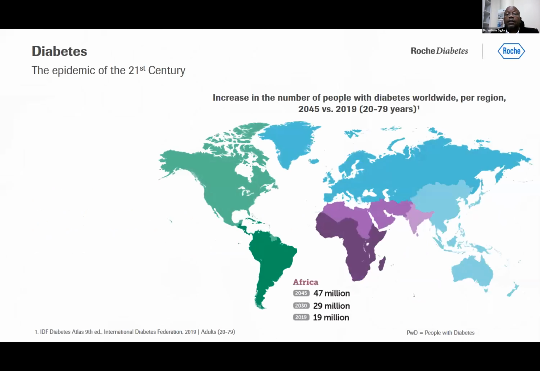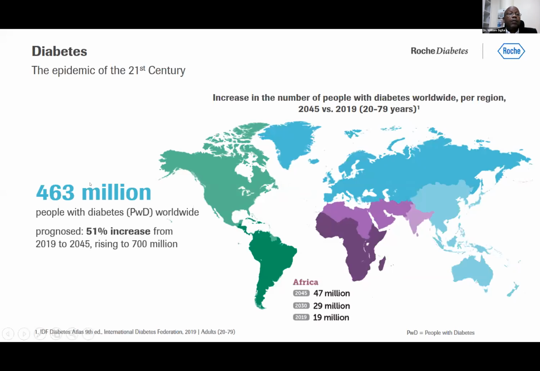This slide is a global atlas that shows the distribution of diabetes globally. You can see the different colors for the entire globe. I think you can see there that Africa has an estimated 19 million people with diabetes as of 2 years ago, estimated to rise to 29 million in 2030, and by 2045 we will have reached 47 million people. That is more than a 100% increase over just over 20 years.